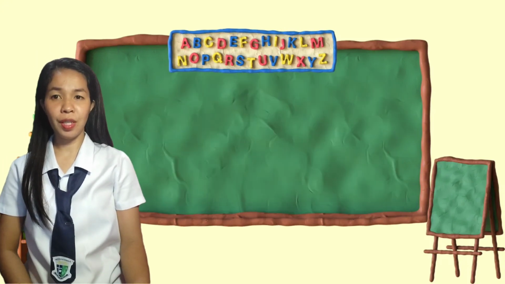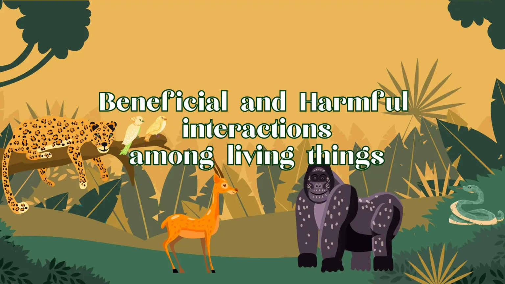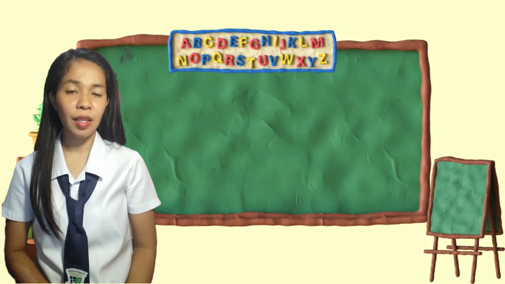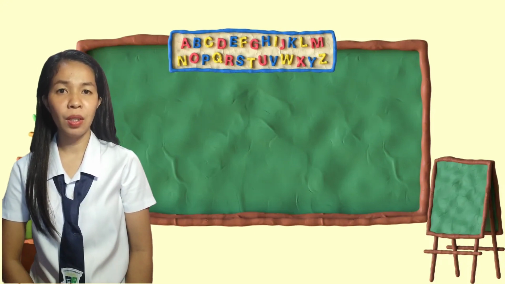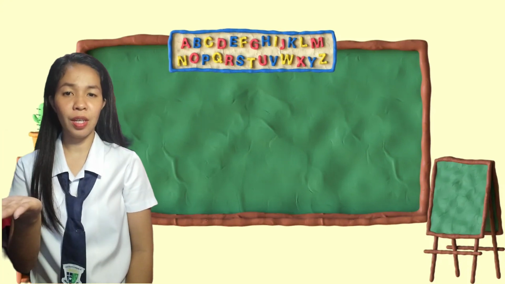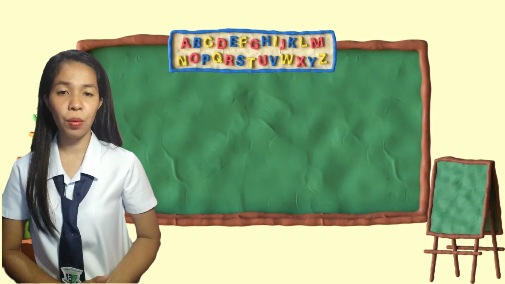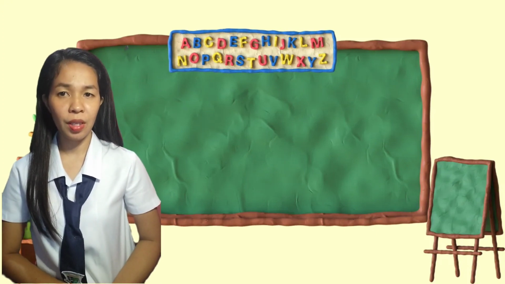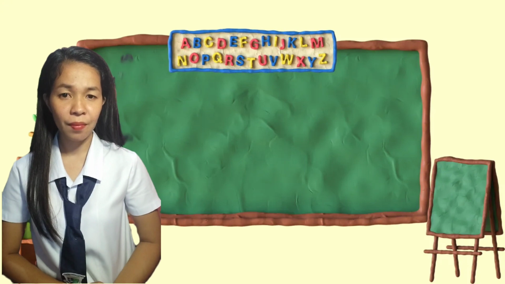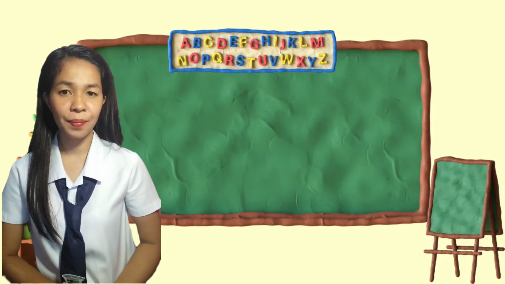Our lesson for today is all about the beneficial and harmful interaction among organisms. Living things constantly interact with one another. The relation they have may cause either beneficial or harmful interaction in their environment called the ecosystem. Do you still remember what ecosystem is? Casey, how would you define ecosystem?